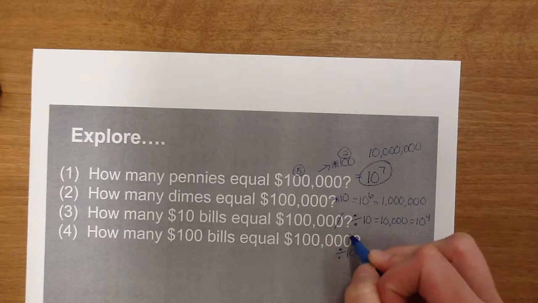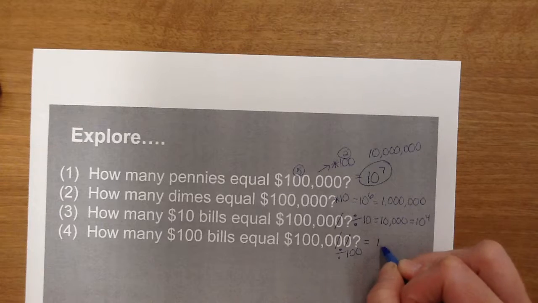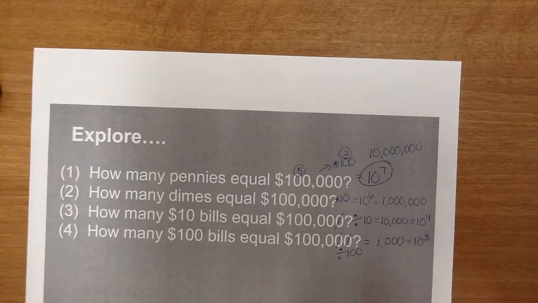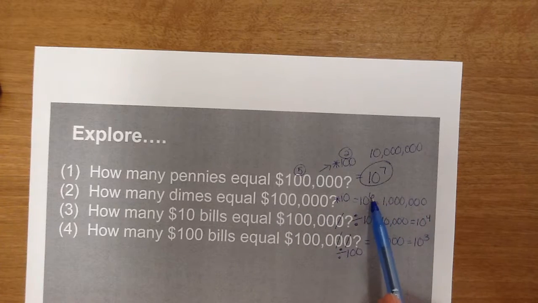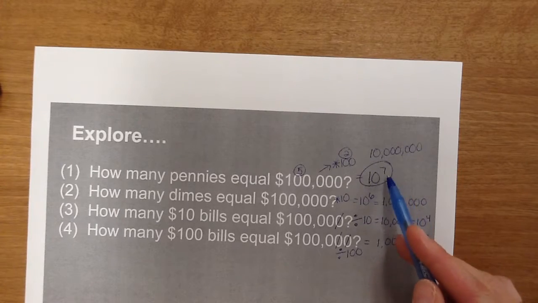And notice I get to cross off 2 zeros, so that would give me 1,000, which is the same thing as 10 to the 3rd. So basically what I just really wanted you to see with this activity is that when you have large numbers like this with zeros, it's just counting the zeros and then putting it in your exponent. So this whole chapter deals with exponents.